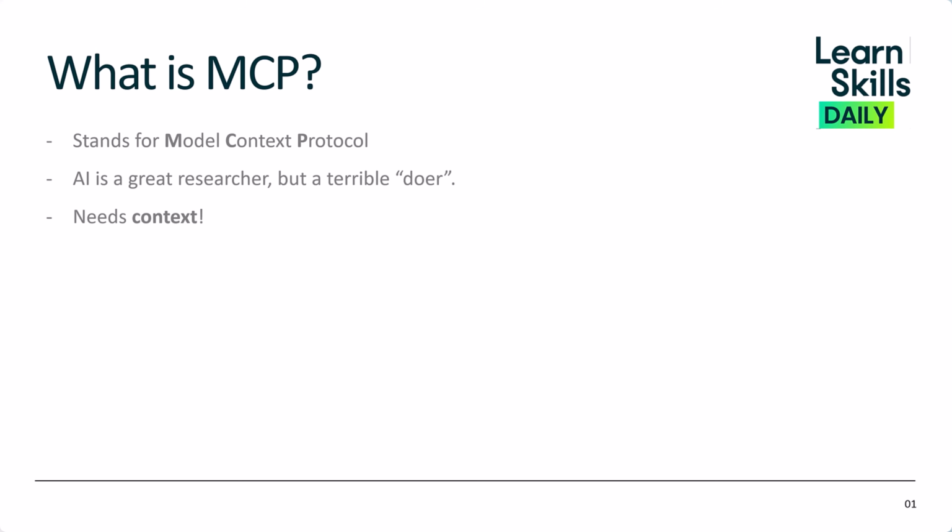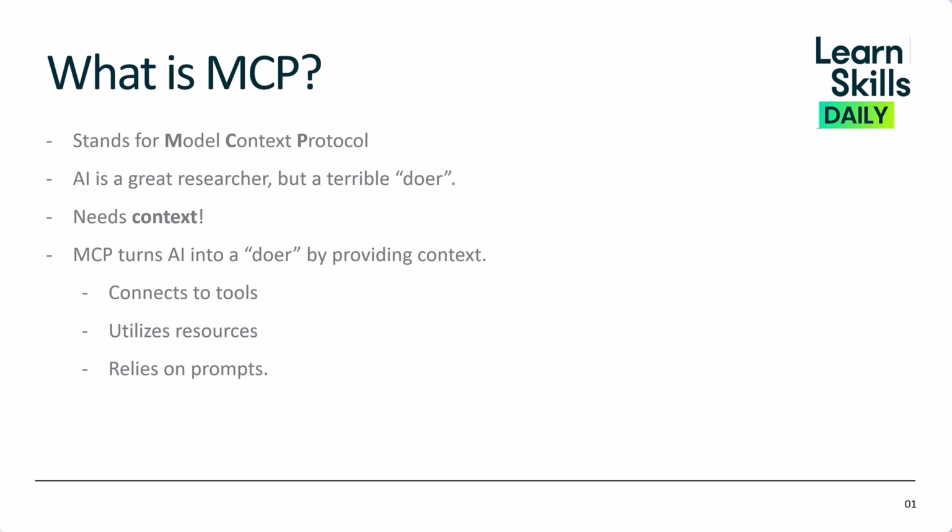But the problem is that it always lacks context. It's always just going to take in an input from you, compare it to its library, compare it to the training data that it's been set up with, and then provide an answer. But that answer never has context. It never understands the why or the process behind what you're asking. It's just going to provide answers based on data provided. MCP turns AI into a doer by providing that context. It connects to tools. We'll see what it looks like in the Zapier framework in a little bit. It utilizes resources from different places, and still relies on prompts to generate the data we're looking for.